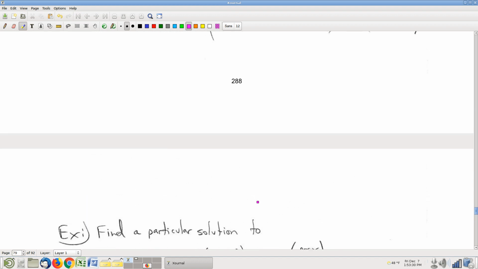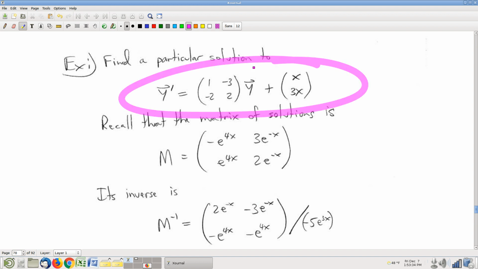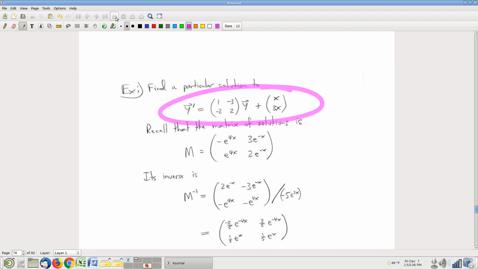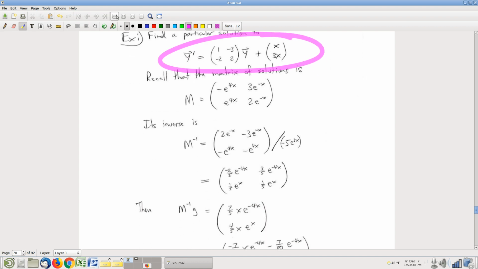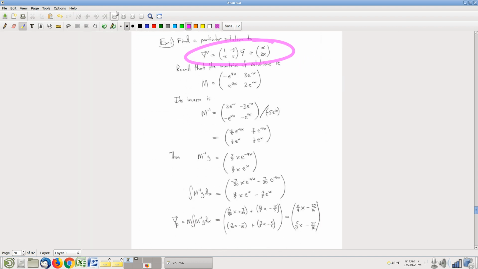So let's go back to our first example. Here was the initial question. We went through this whole process. And let's see here. Let me try to get this all on the same page. Went through this whole process, and here was the answer.